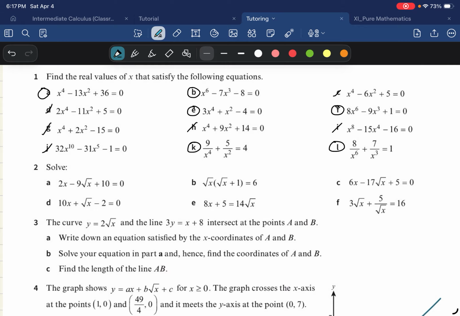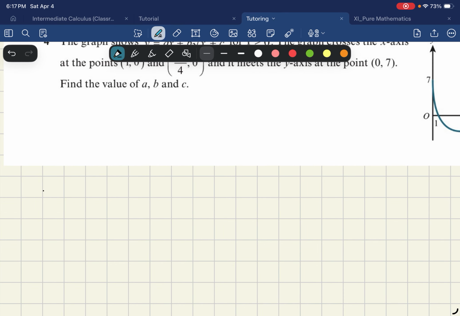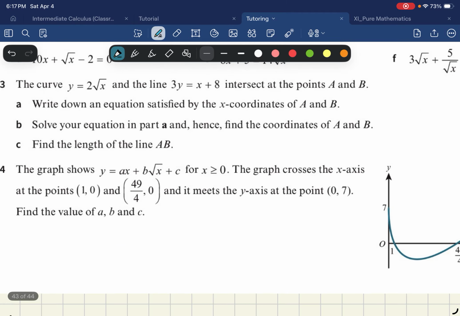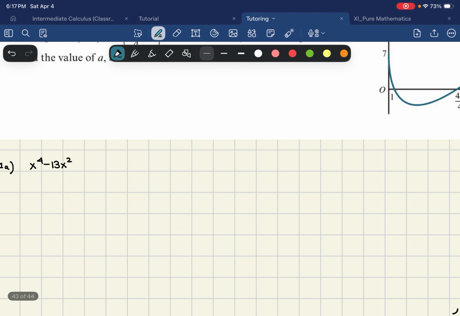So I'm going to give you an idea. And basically, once you understand that idea, everything else is going to be pretty simple to solve. So let's start with part A, 1A. And the equation is x to the power 4 minus 13x squared plus 36.